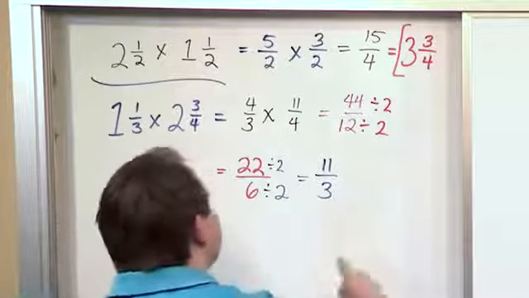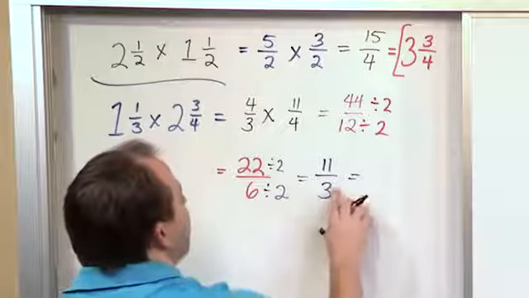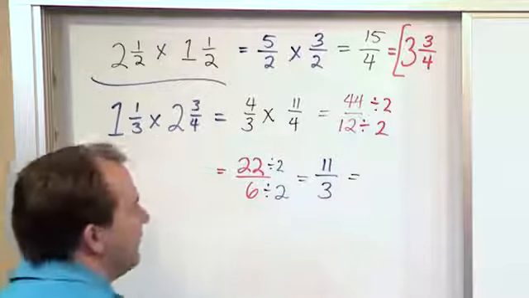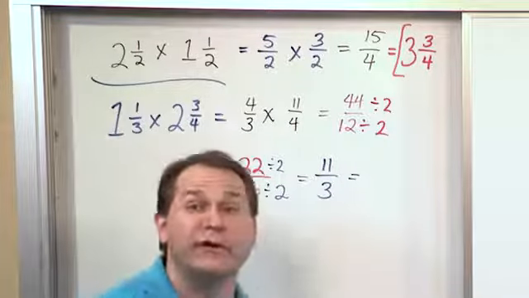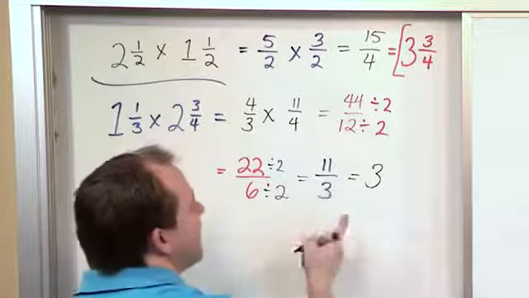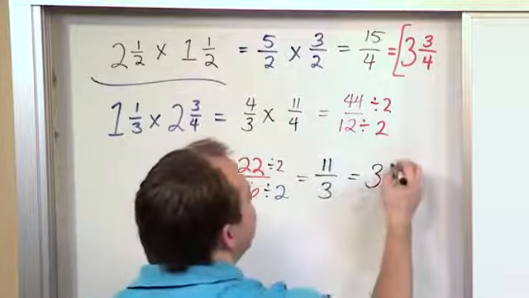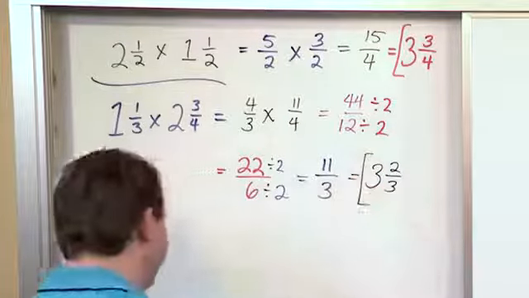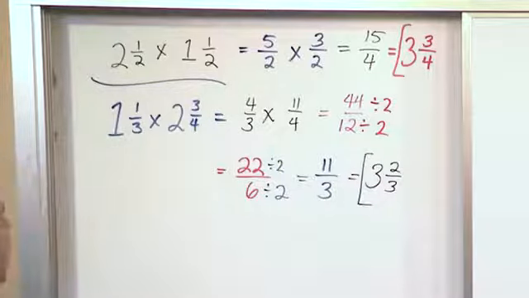So let's take a minute to convert it back to a mixed number. How many times will 3 go into 11? We can only go 3 times. 3 times 3 is 9. 3 times 4 is 12. That's too many times. So it can only go 3 times, which gives me 9. The difference between 9 and 11 is 2, and we write it over the denominator here. So 3 2/3. That's the final answer.